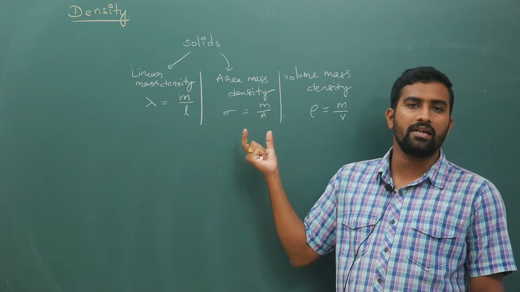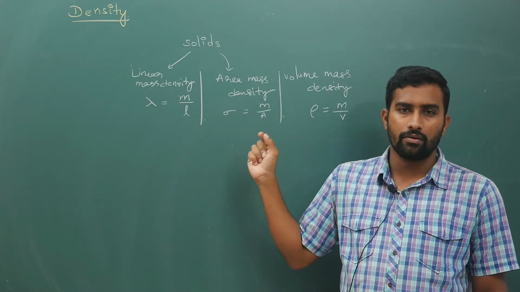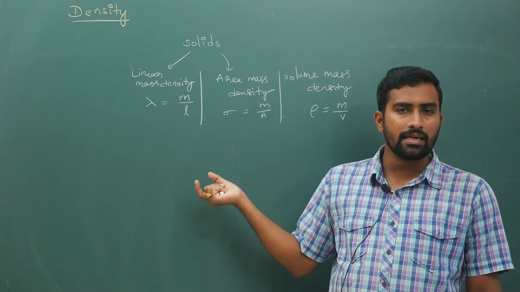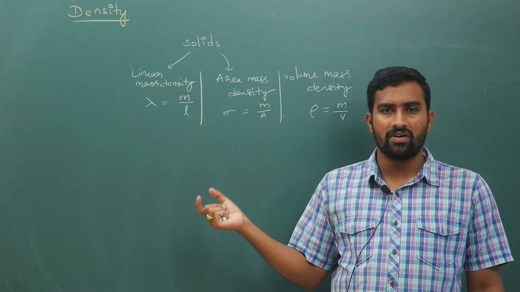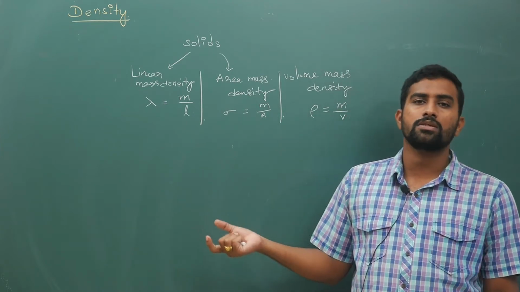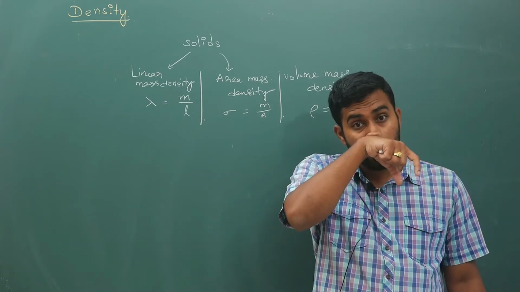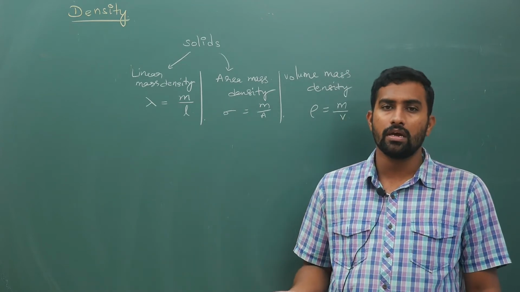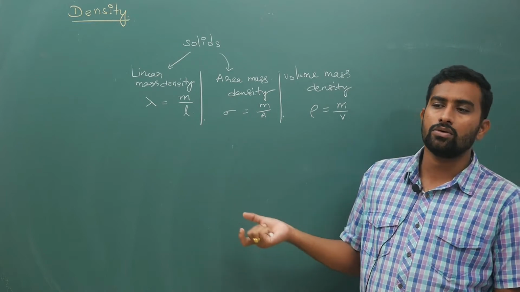There is no point in defining length or area for a fluid. Only volume is possible for a fluid, because length and area are not significant. Whatever shape of container you pour the liquid into, that shape it takes. So volume is related to fluid.